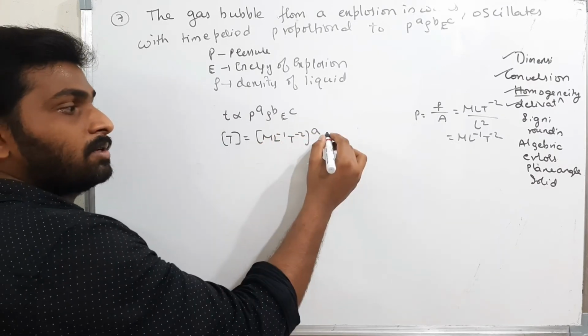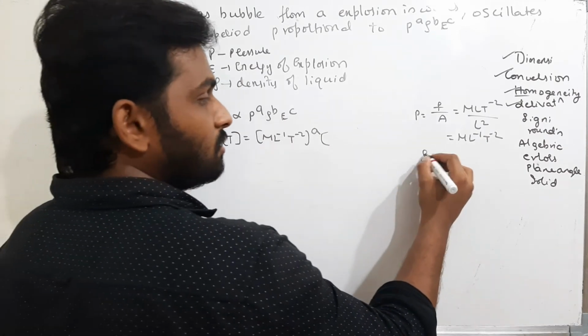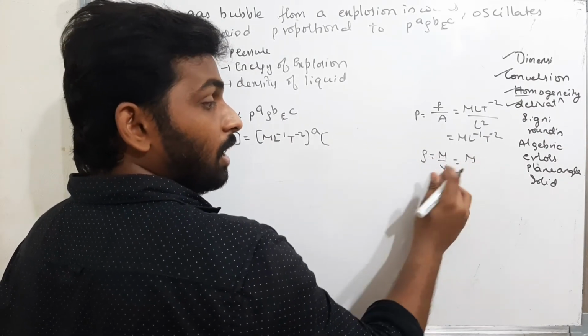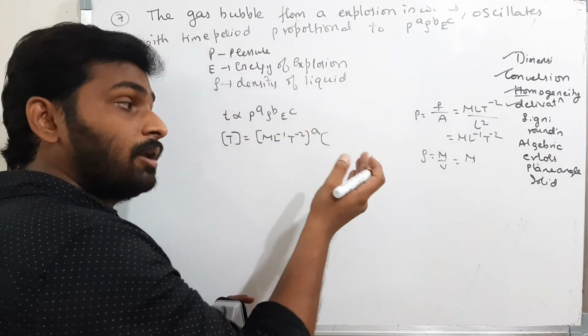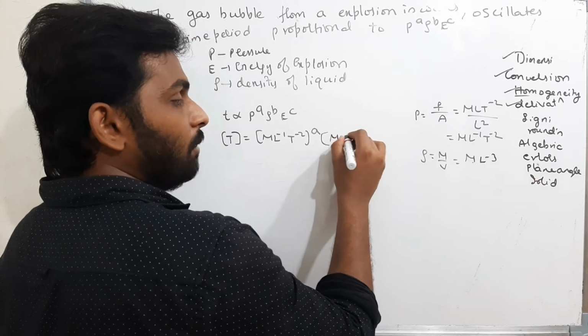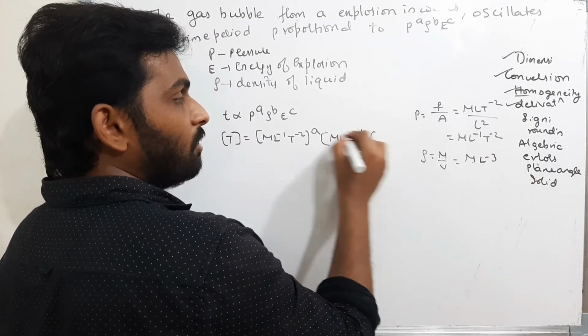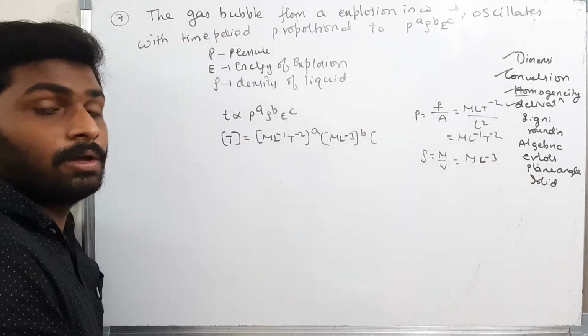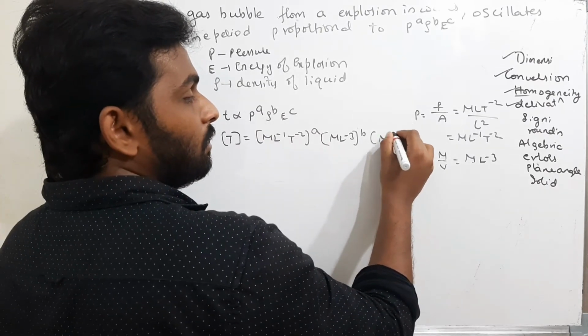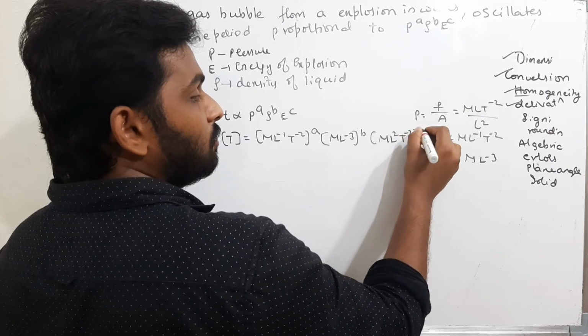And what is the dimension for density? Density is equal to mass by volume. Dimension for mass is M, and dimension for volume is L cube. When the L cube goes to the numerator, it will become L power minus 3. Therefore, M L power minus 3 whole power B. What is energy? Energy is nothing but work done. Work done is nothing but force into displacement. Therefore, M L square T power minus 2 whole power C.